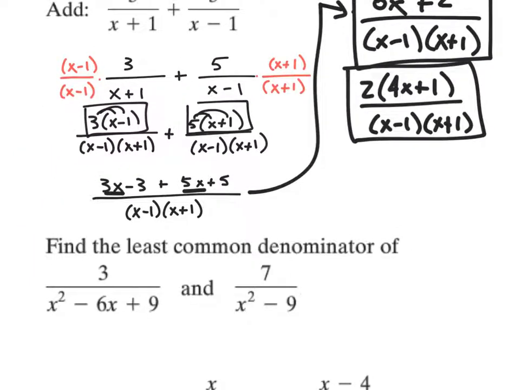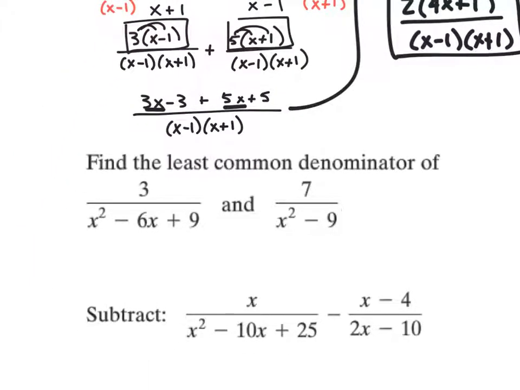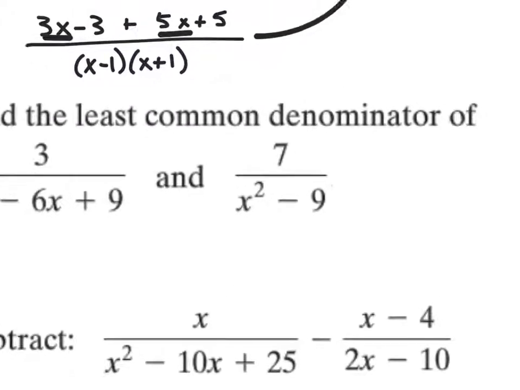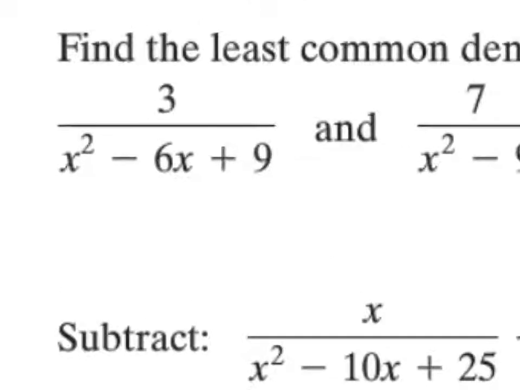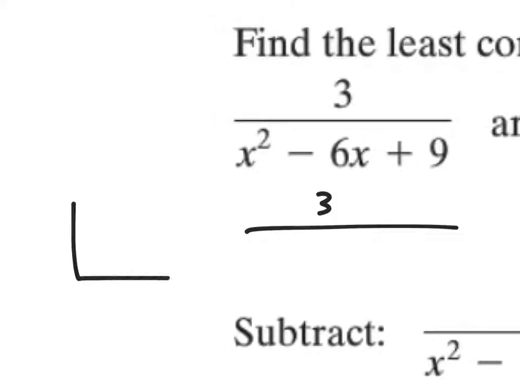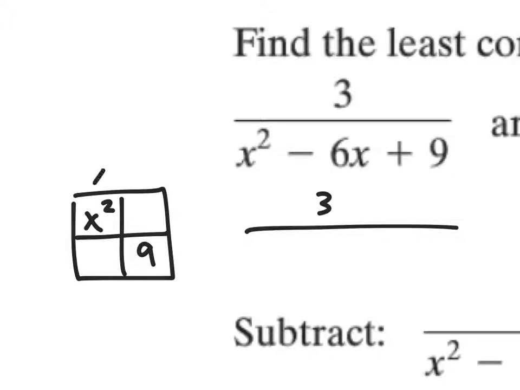All right, let's take a look here. It wants me to find, in this example, the least common denominator of these two. And so it basically just wants me to find the common denominator. I'm going to do 3 over, and I'm going to factor my denominator here. Now, this is going to factor, let me do the box method. I've got x squared, I've got positive 9, so x, two numbers that are going to multiply to positive 9 but add to negative 6. So they need to both be negative, so negative 3 and negative 3.